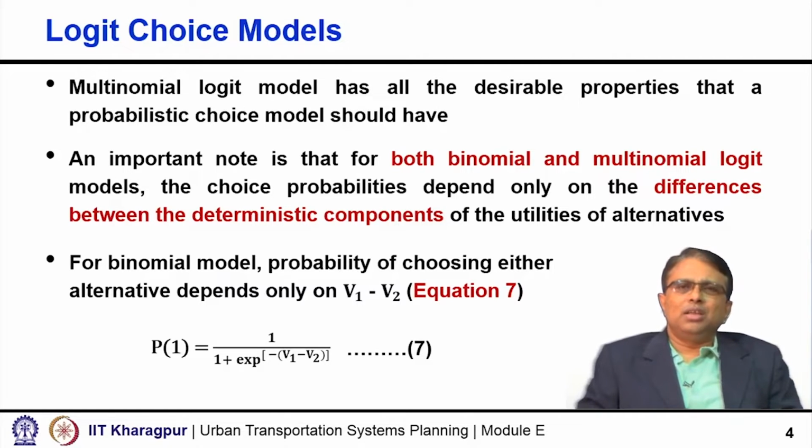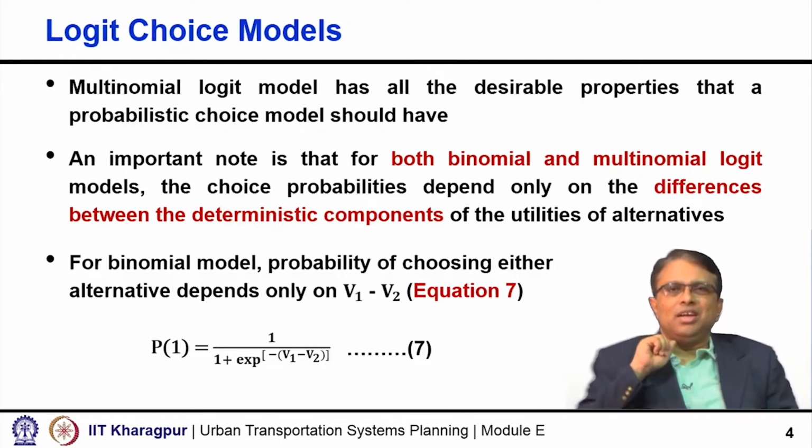So, if we divide the denominator and numerator both by e to the power V 1, then we get 1 by 1 plus e to the power minus, within bracket, V 1 minus V 2. Remember that it is V 1 minus V 2. So, it is the difference in utility that is controlling.